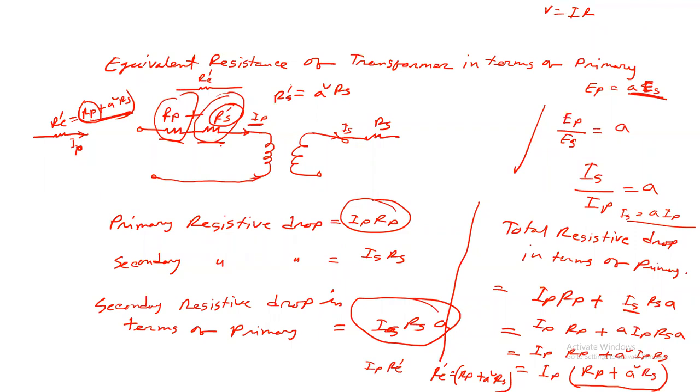So please screenshot this. This is the equivalent resistance of the transformer in terms of primary. The equivalent resistance RE single prime is equal to RP plus A square RS. Clear? Yes, sir. Okay, now all of you, please screenshot this.